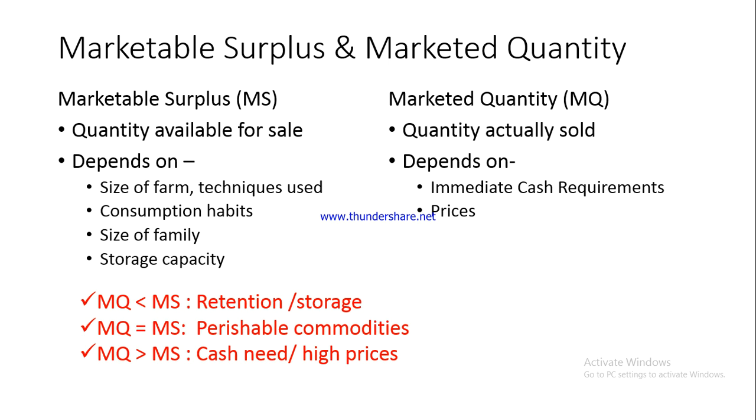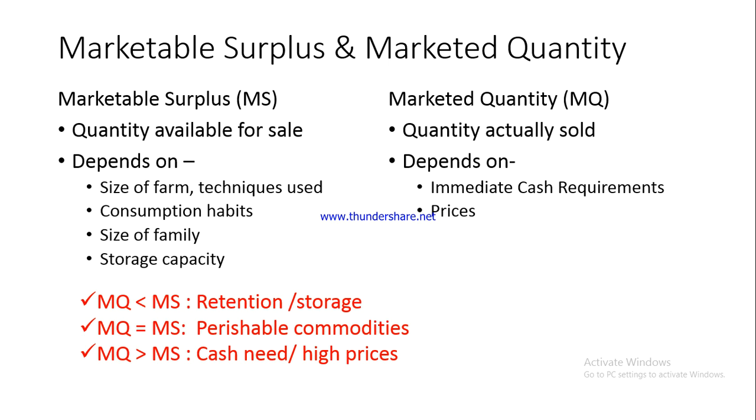This often happens with relatively poor farmers also, because they've got to have cash to invest in the next cropping cycle. So they will dip into the reserves for their family, take away some portion of the reserves, and then sell that also in the market, so that the marketed quantity becomes higher than the marketable surplus. Then again, if the prices are ruling high in the market, the farmer would want to earn more by selling more of his produce, so he'll dip into the reserves for his family and sell that in the market.